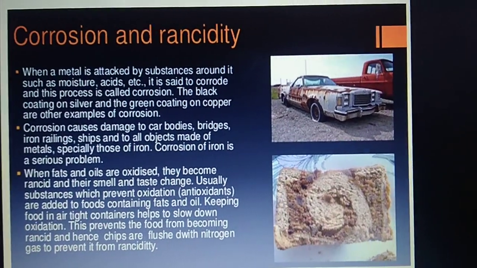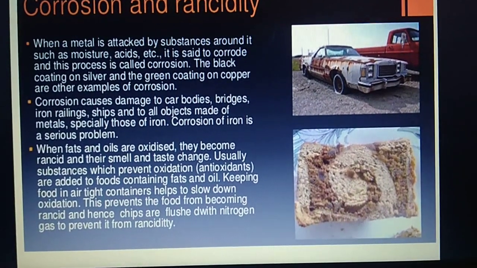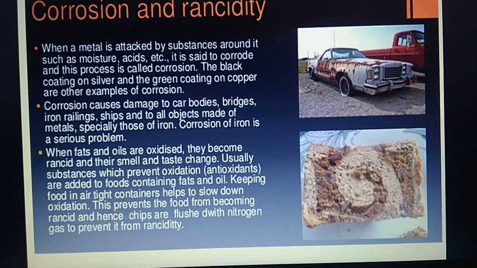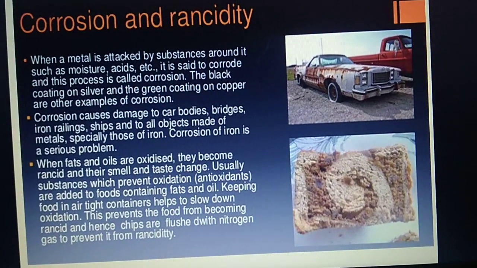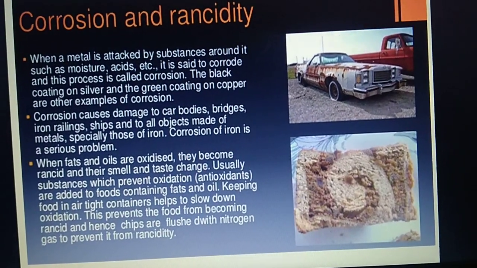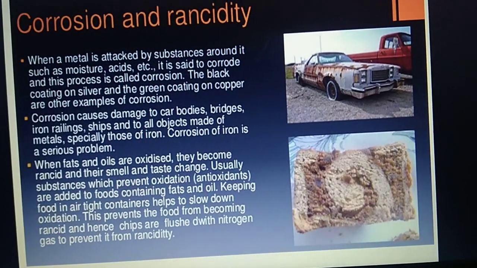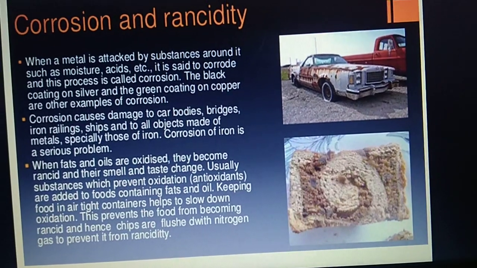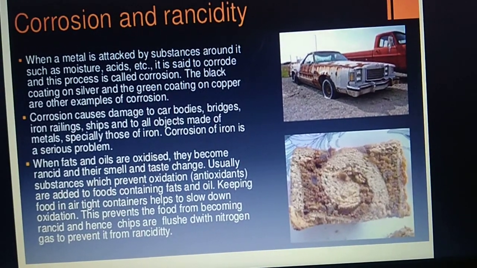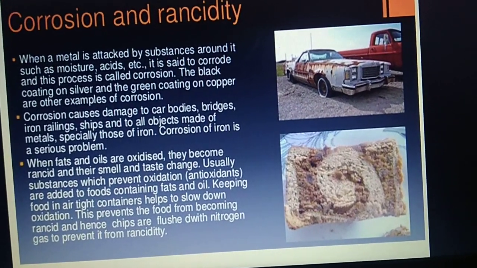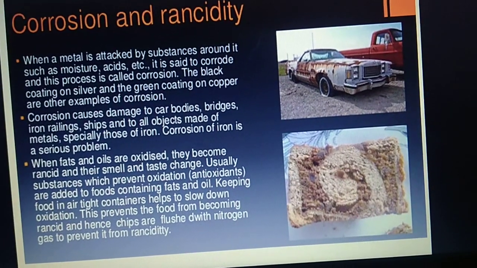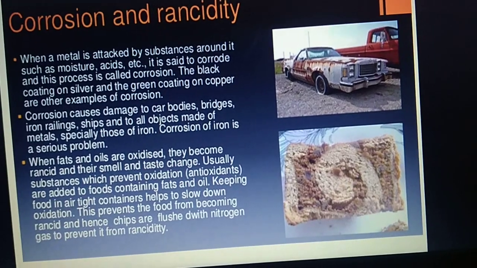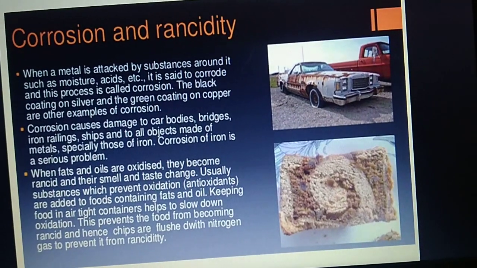What is corrosion and rancidity? When a metal is attacked by substances around it, such as moisture, acids, etc., it is said to corrode, and the process is called corrosion. There are many examples of corrosion. For example, the black coating on silver and the green coating on copper are examples of corrosion. Corrosion also causes damage to car bodies, bridges, etc. For example, rusting of iron is a serious problem nowadays. There are many examples of corrosion in our daily life.